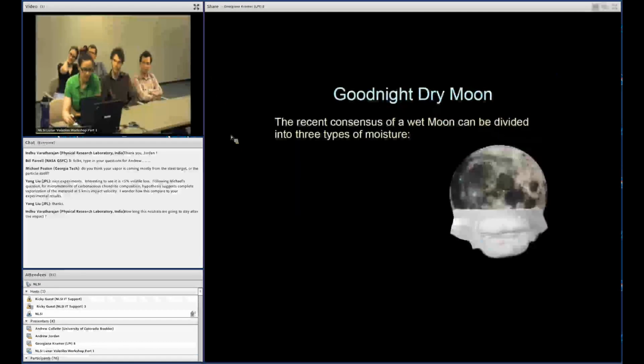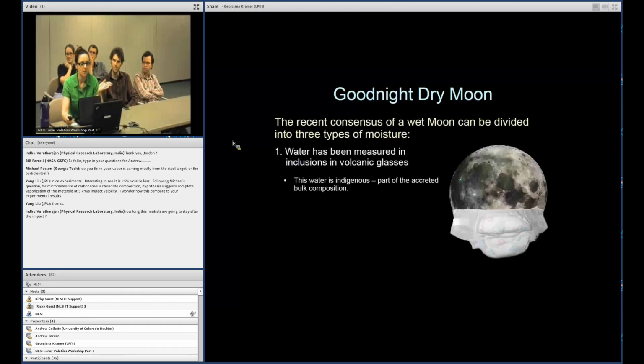So 2008 and 2009 were a sad couple of years for lunar scientists who were comfortable with a nice and simple dry moon. All of a sudden we had water coming in that was being measured in inclusions in volcanic glasses. And this was used to argue for at least portions of the ancient lunar mantle to have water abundances comparable to that of the Earth's upper mantle. This water, I have to point out, is indigenous water, part of the accreted bulk composition of the moon when it formed.